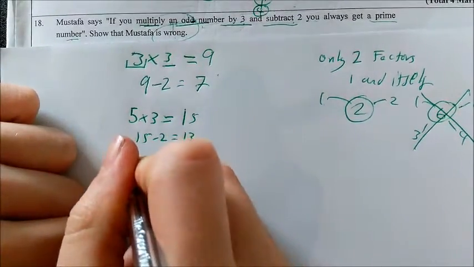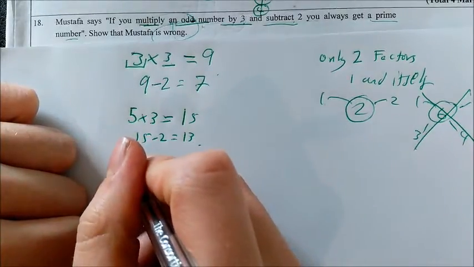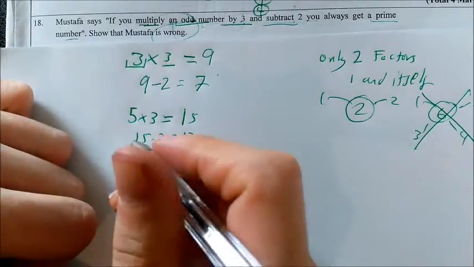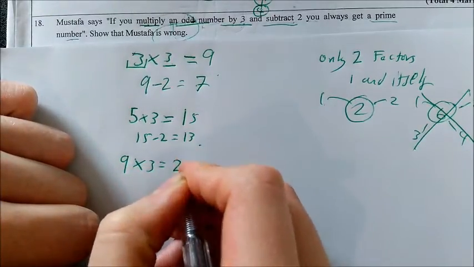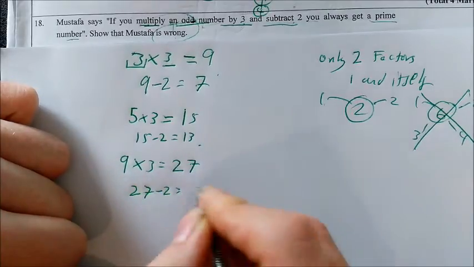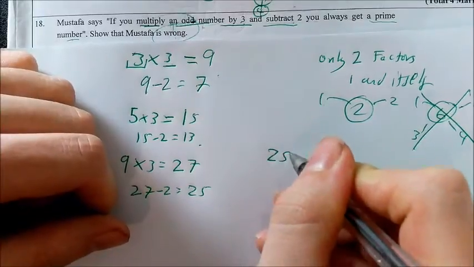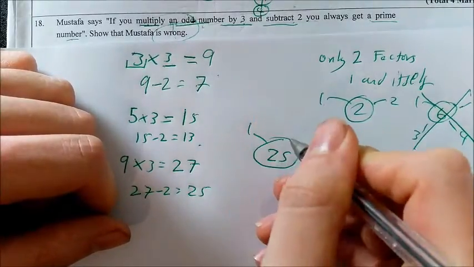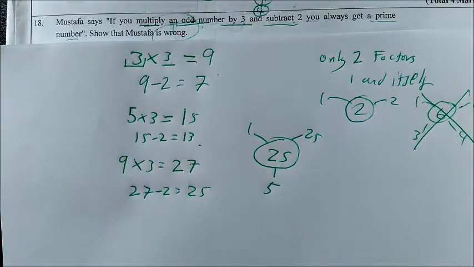So let's keep going. I'm not going to do 7 because I've worked out that's going to be a prime one. Let's try 9. 9 times 3 equals 27. 27 take away 2 equals 25. Oh, 25 isn't a prime number because 25 has 3 factors: 1, 5, and itself. Brilliant.